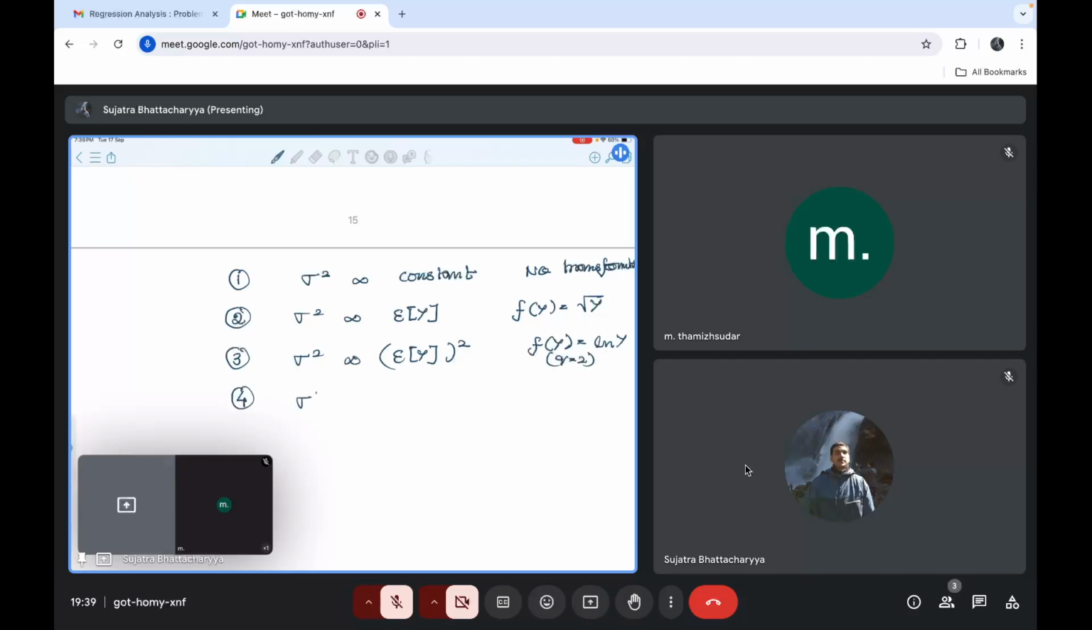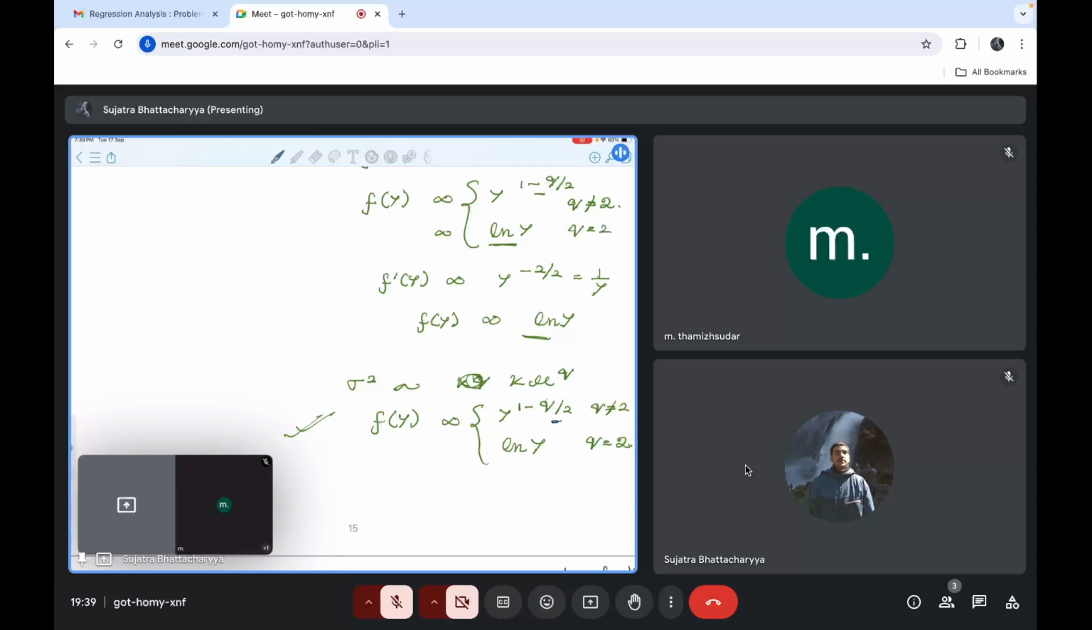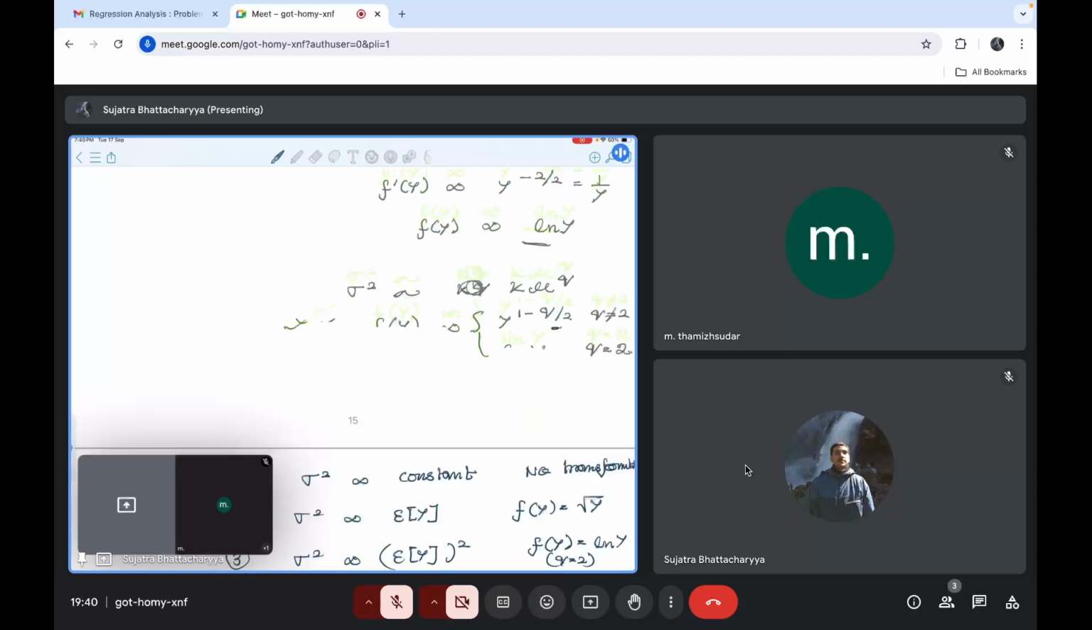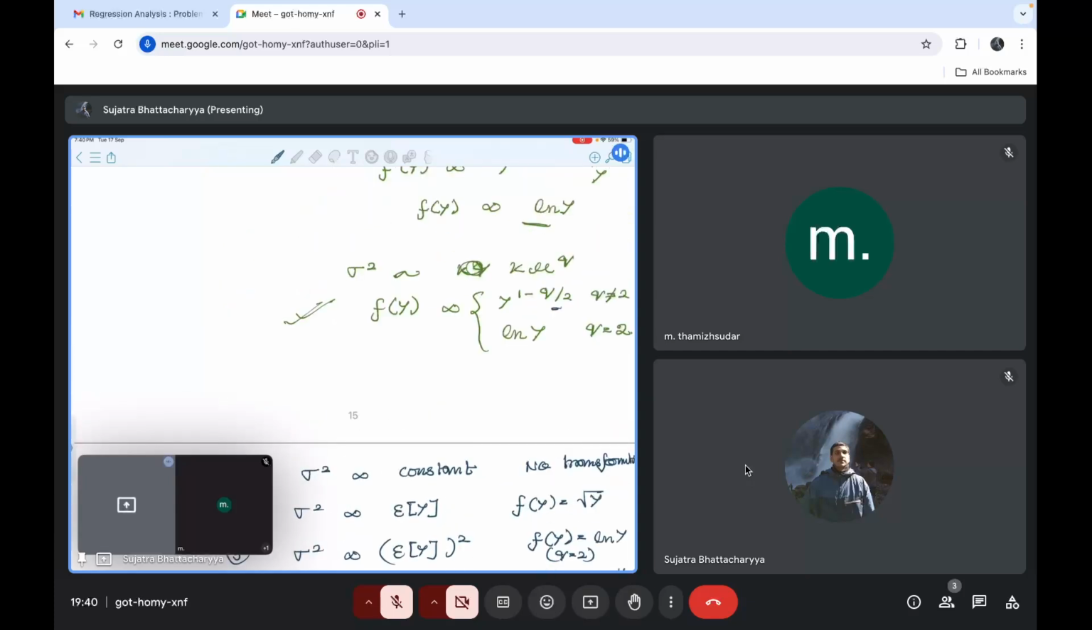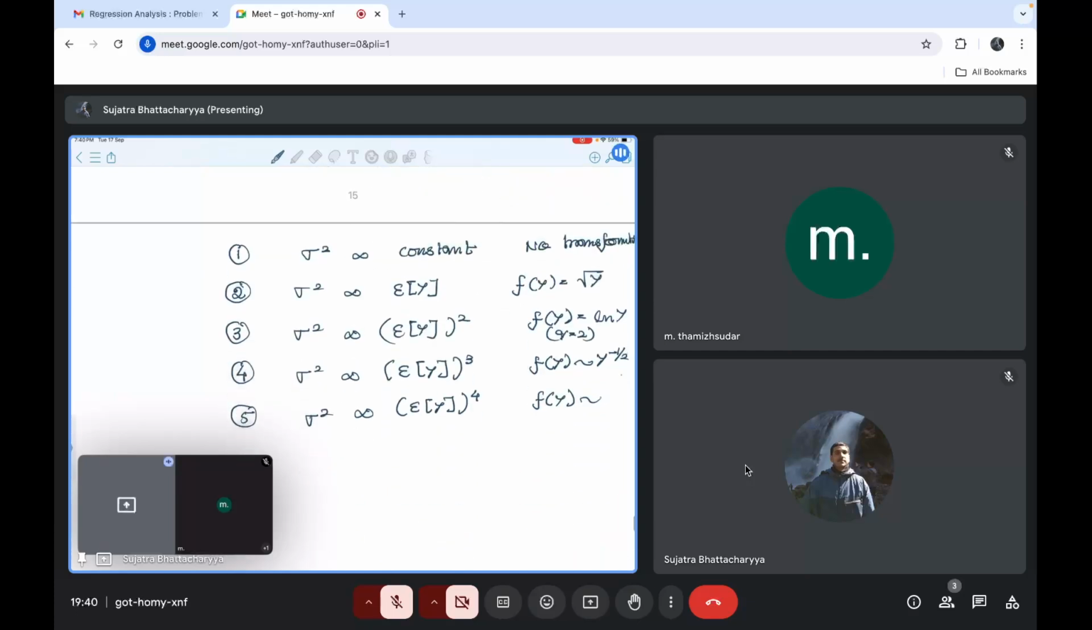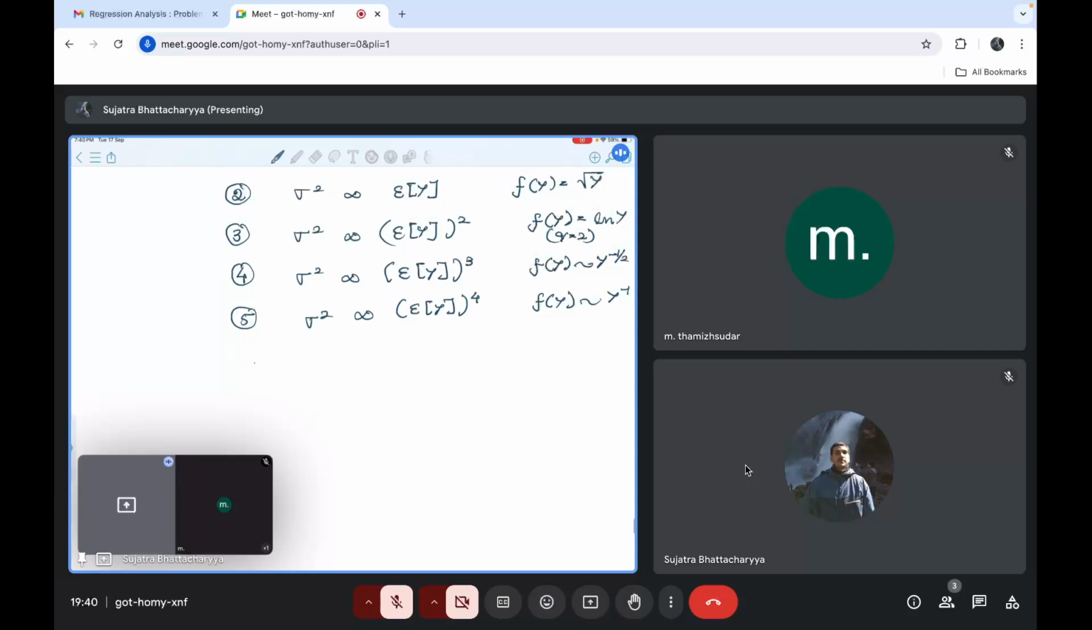Fourth part, if sigma square is proportional to E(y) whole cube, then f of y is proportional to y to the power minus 1. Just put it in this, you will get it. So it's 1 minus 3 by 2, so it will be minus half. Fifth, if sigma square is E(y) to the power 4, then f of y will be what? 4 by 2 is 2, so y to the power minus 1. So in this way, you can proceed.